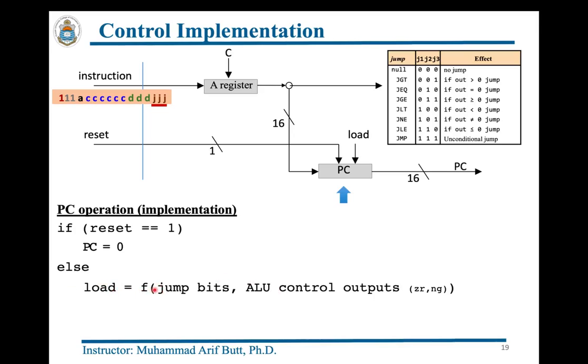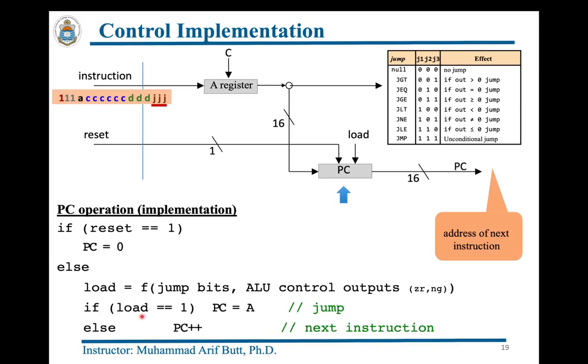So after this line, the load bit will either have a value of 1 or 0, and this is the load bit of the program counter. So finally, if the load has been set to 1, that means place the contents of the A register inside PC, that is jump, otherwise PC++, that is execute the next instruction in sequence.